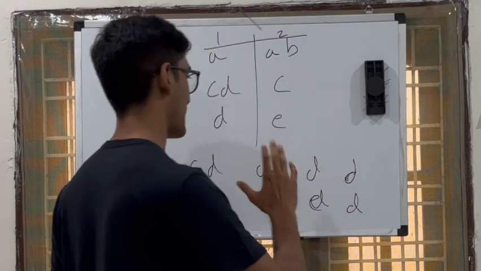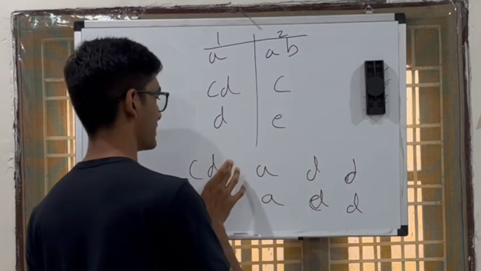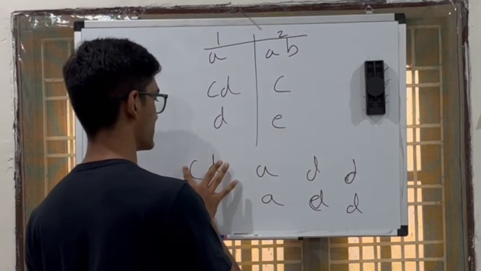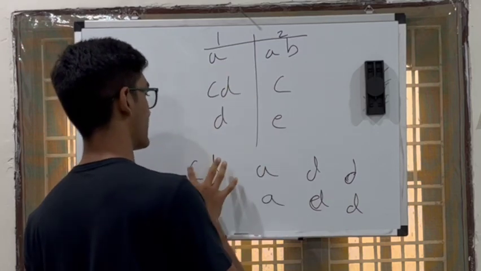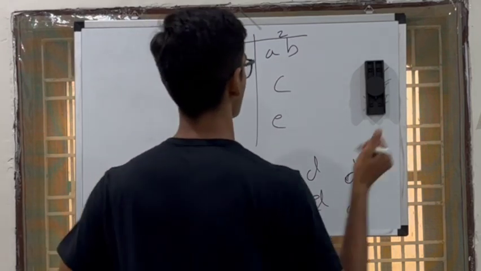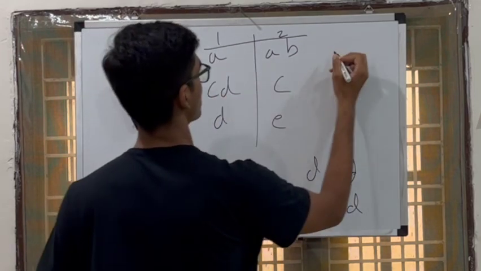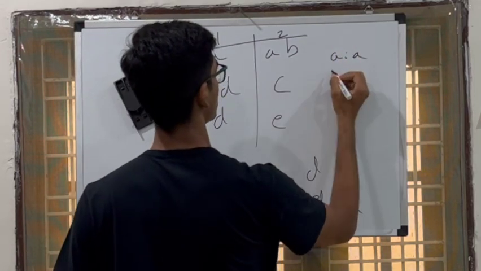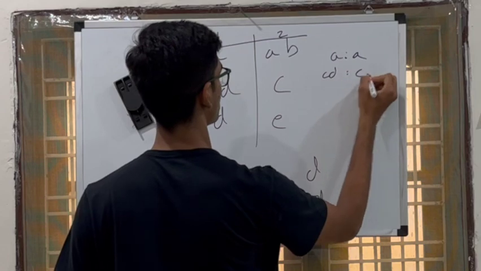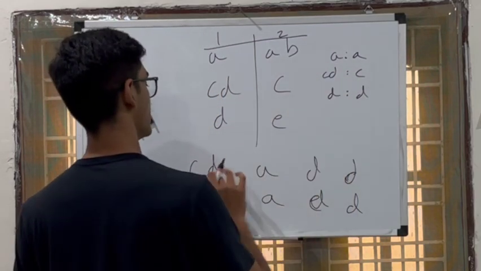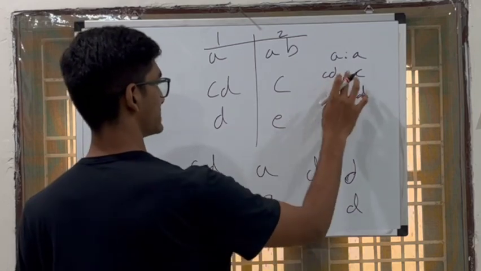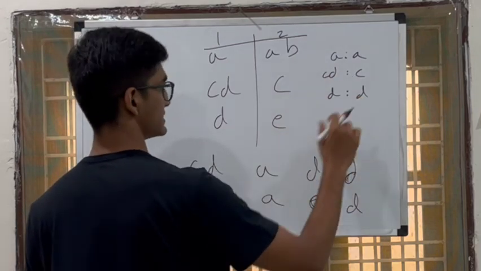If you use that map, from then on you can take a for loop, and for each and every one of these you can use this as a key for that particular map. In this case, the map will become: for A it will be A, for CD it will be C, for D it will be D. So here CD is C, A is A, D is D, D is D. That's it.